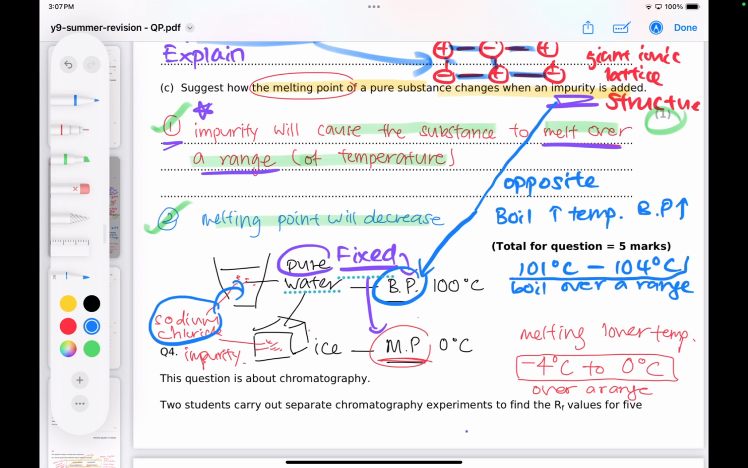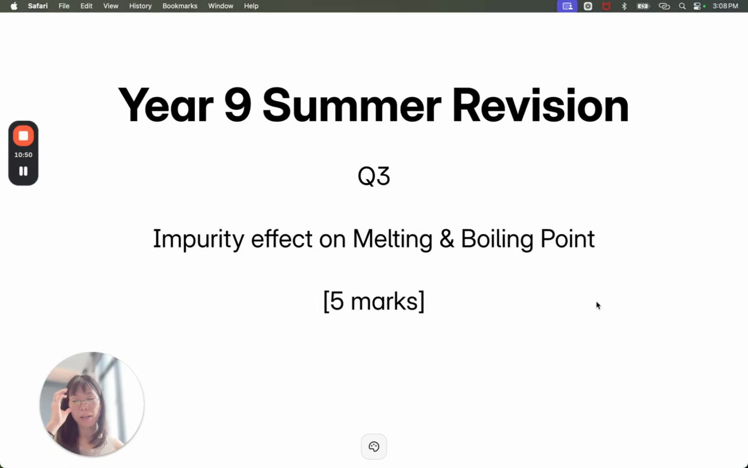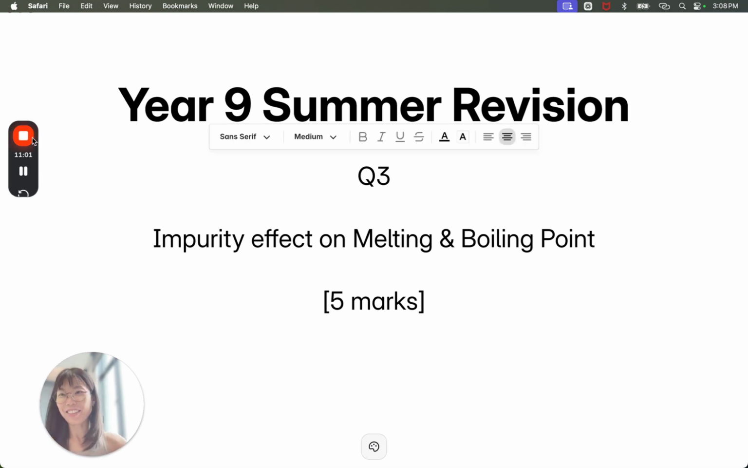So again, with impurity, the melting and boiling point changes. For boiling point, it increases. For melting point, it decreases. But both of them would not have a fixed value. It would be over a range. Hopefully this has helped you a little bit. And this is a 5-mark question on how we can determine the state of metals using melting and boiling point, and then how impurities affect melting and boiling point. All right, see you on the other question.